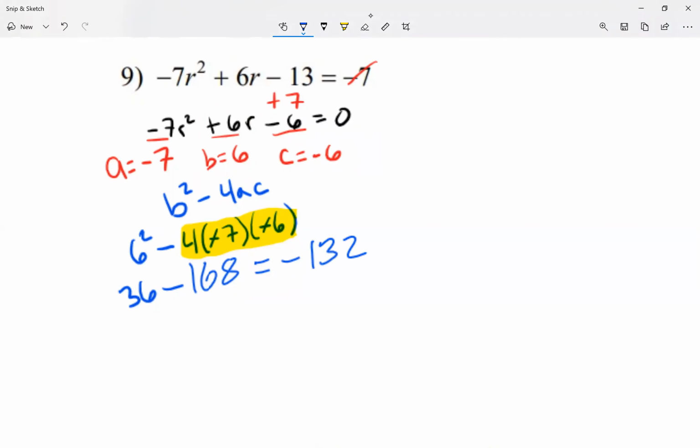Now, if I asked you, what's the number and type of solutions? Your answer should be 2 imaginary solutions. They're imaginary because my discriminant is negative. So we learned before that to get the square root of a negative, I have to use imaginary numbers.